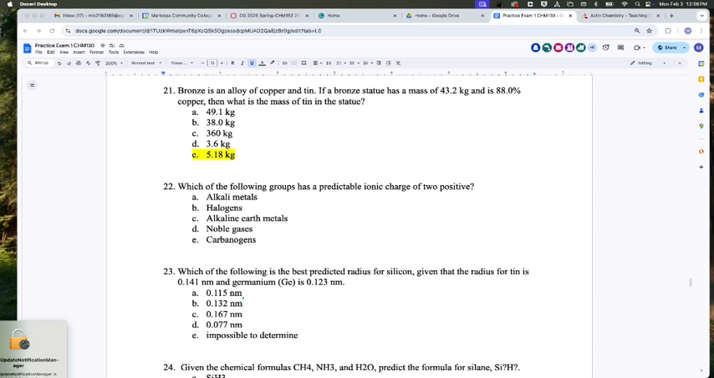What's the substance unit here? A bronze statue has a mass of 43.2 kilograms. Pause. 43.2 kilograms represents what? We could say the statue, but what's the statue made out of? Bronze. And is 88.0% copper. Okay, so we go with 88.0%.